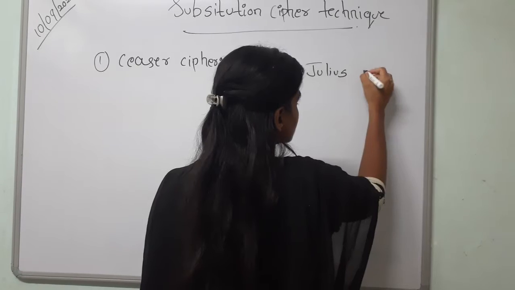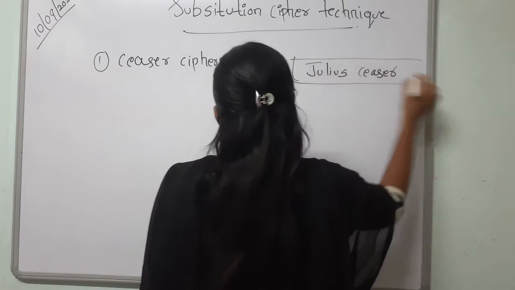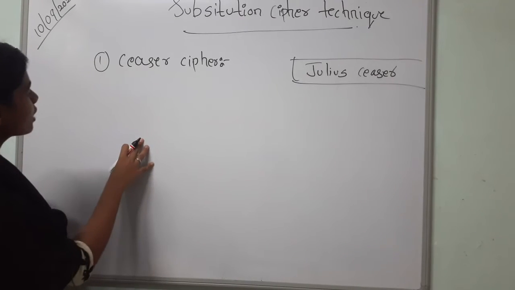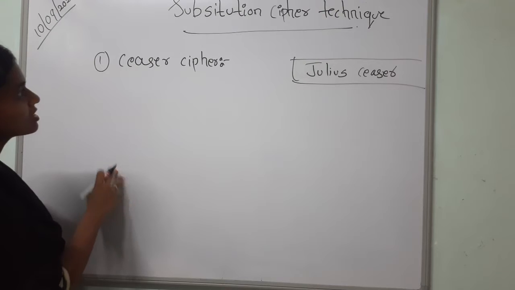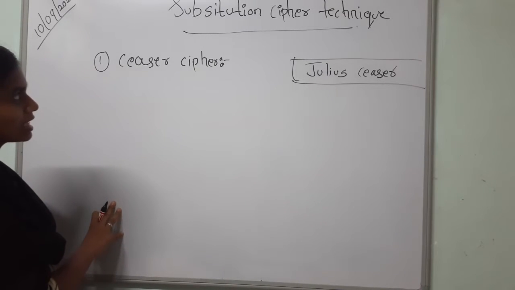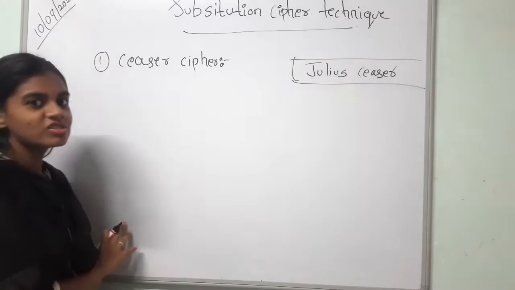Julius Caesar. This is the person who introduced the Caesar cipher. So let's see how he worked on it. As you can see, the Caesar cipher is the simplest and easiest substitution cipher technique. In a Caesar cipher, the main thing is that it converts the plain text into cipher text.